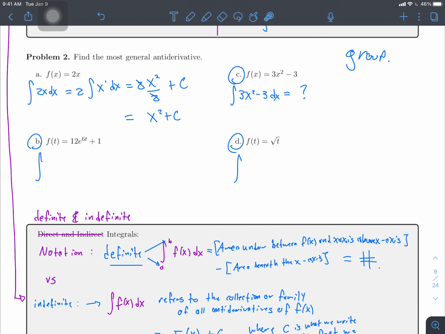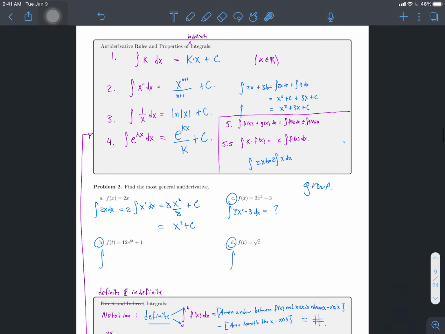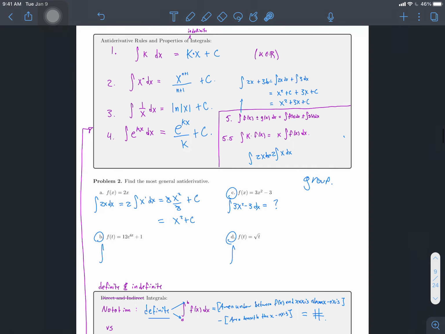Okay, I'm going to zoom this out a little bit so that you can all see the rules. Can everyone still see what the problems are? Okay. That way we can keep the rules on the screen. You don't have them written down yet.